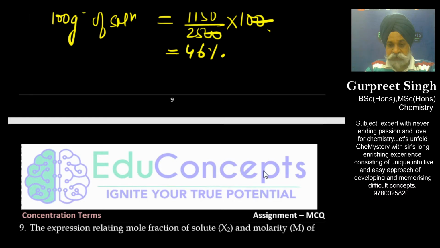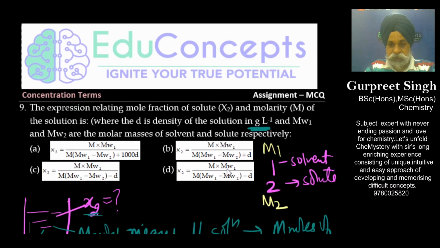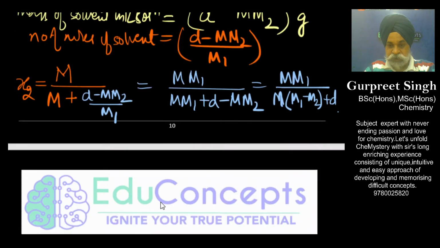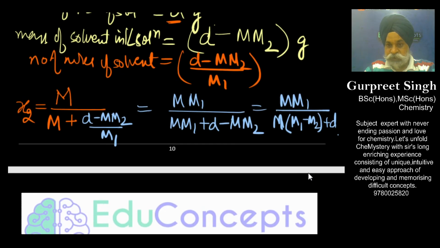I think the option is available. Let me check this out. Yes, it is available. If you could figure it out, this is m, and if I write it, this is mM1 divided by m(M1 minus M2) plus d in the b option. In the b option it is available. So I think the answer to this question should be option b. Let me check once again. Yes, it is option b. It is rightly written here. So this matches the b option. So it is a good question.